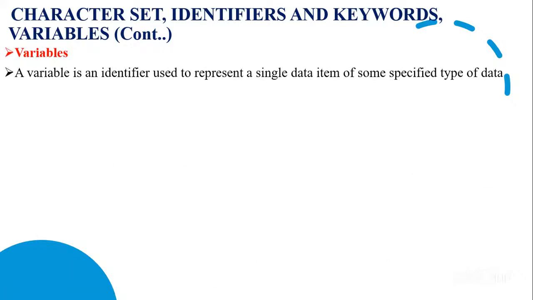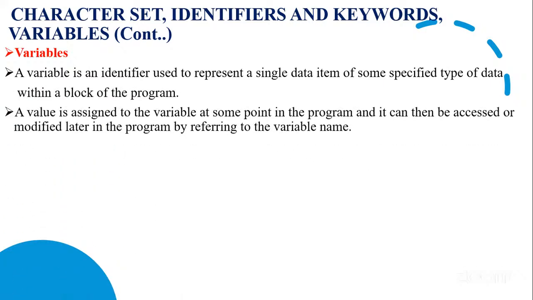Variables. A variable is an identifier used to represent a single data item of some specific data type. You can define it some other way. A variable is the storage area in the computer memory. A variable is a placeholder. A variable is a name of the memory location to store values. You can define it in various ways.